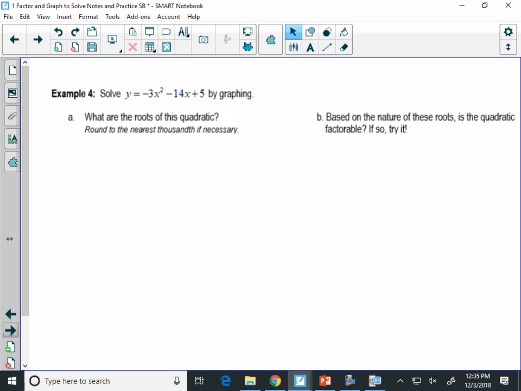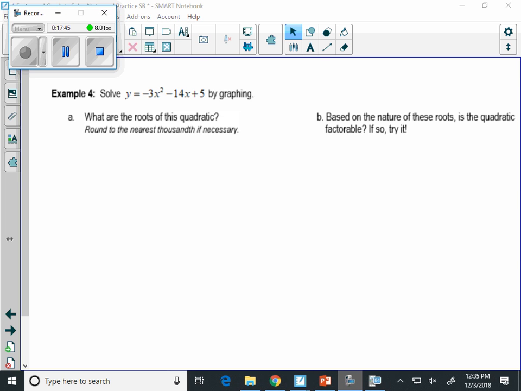So I want you to type into your calculator, negative 3x squared minus 14x plus 5. I want you to decide what are the roots. So I want you to graph this. I'll come around and help you.